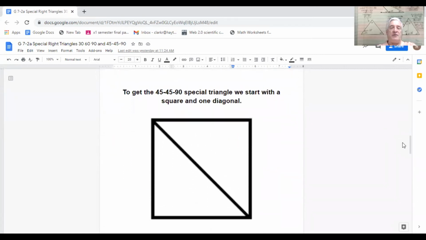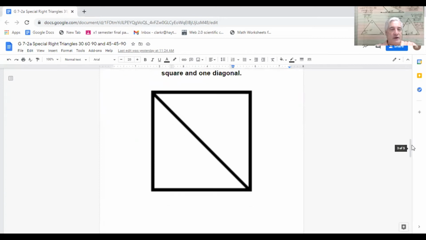This is how we get the 45, 45, 90 special triangle. We start with a square. We make one diagonal. Now that gives me 2 triangles. Does it matter which one I use? Or are they congruent? That's right. They look congruent. They are congruent. Because you knew from chapter 6 that a quadrilateral called a square that has a diagonal forms 2 congruent triangles.